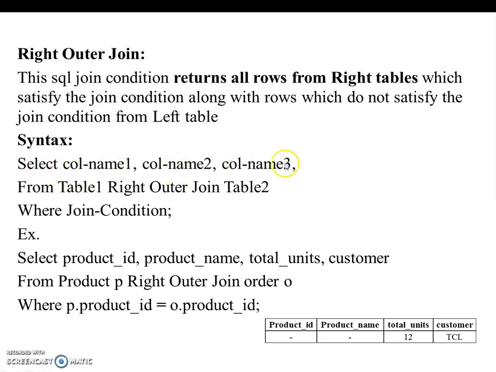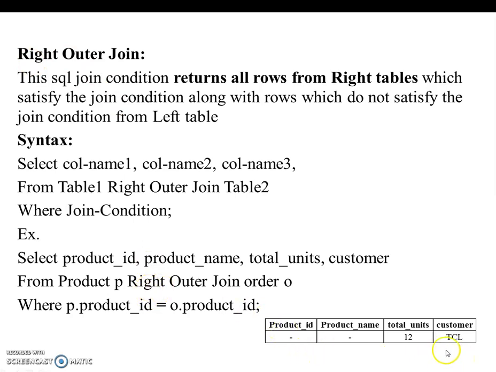Select column name 1, 2 and 3 from table 1 right outer join table 2, and then the where condition. So the example is: select product ID, product name, total units, customer from product P right outer join order O where P dot product ID is equal to O dot product ID. Nothing changes. Instead of the left keyword, here is the right keyword, and for a left join there is the left keyword.